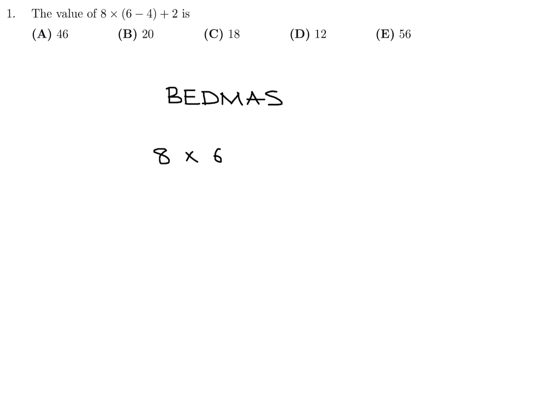So in this one, the first one, of course, will be the brackets, and that is going to be a 2. And then after that, the next one will be multiplication, so that's 16. And then after that, you will do the addition, and that is 18. So number 1, the answer is C.